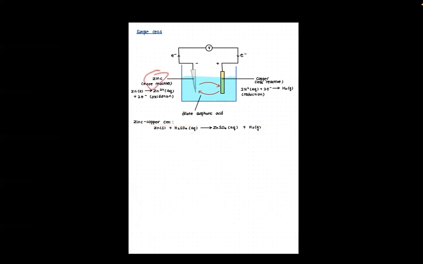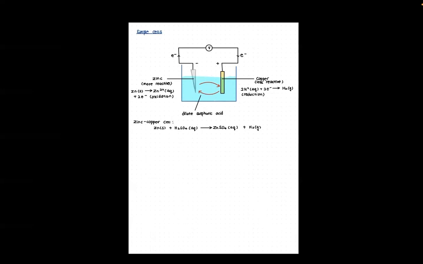Because we have zinc, which is one reactant, and the other reactant is your dilute sulfuric acid. After that we also have zinc and sulfate left, because when your zinc dissolves, it forms Zn2+, and when your H+ gets discharged, it is left with SO4 2-. So Zn2+ and SO4 2- will react to form zinc sulfate as a product. And we also have your other product, which is H2 gas. So this is your zinc copper cell and that reaction.